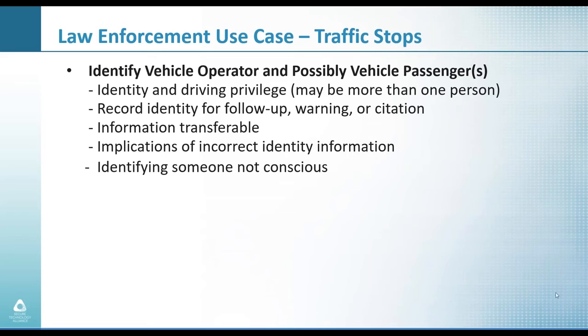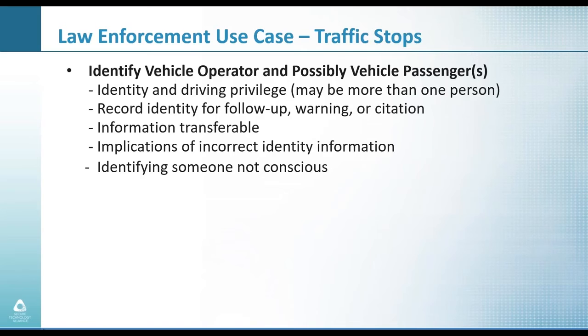But being able to identify driving privileges and the identity of that person so they can record it for citations, for warnings, being able to transfer the identity information from what the person provides to whatever technology to where the officer can then transcribe or allow that information to be flowing to a citation or maybe onto the court system is really important. And the identity information is very crucial. So making sure that the correct identity information appears on a citation or on a warning ticket is important.